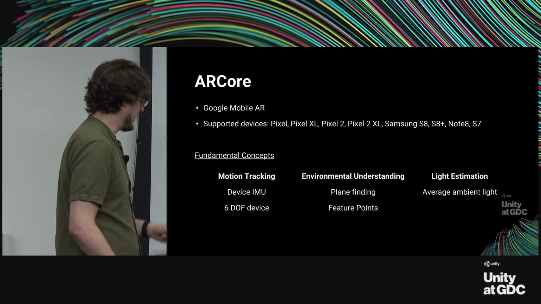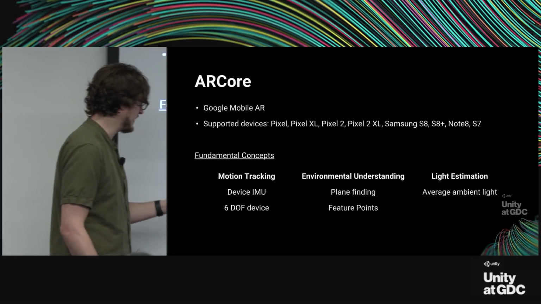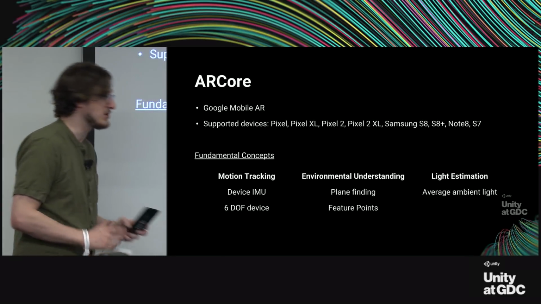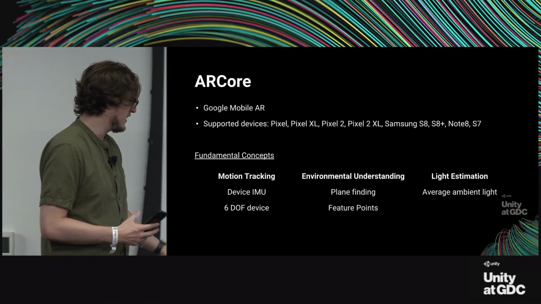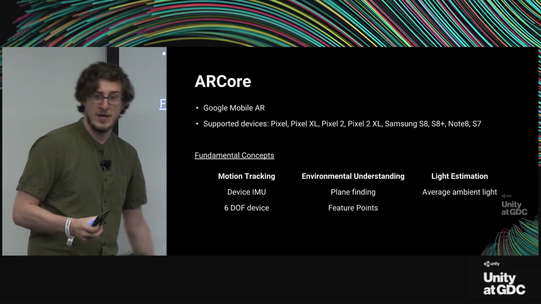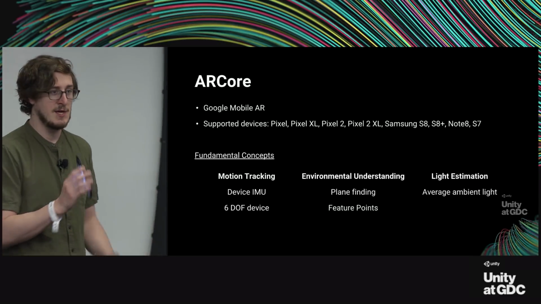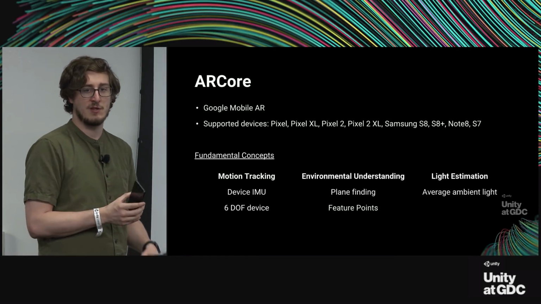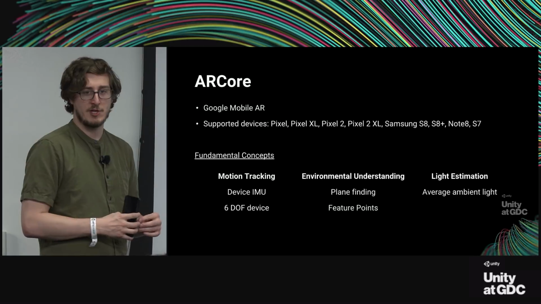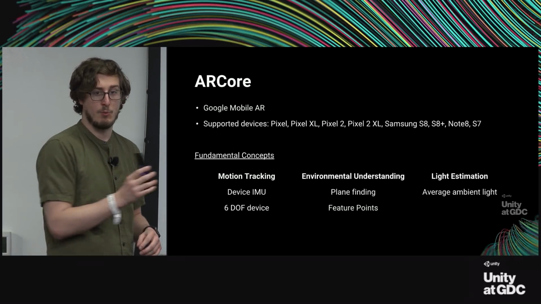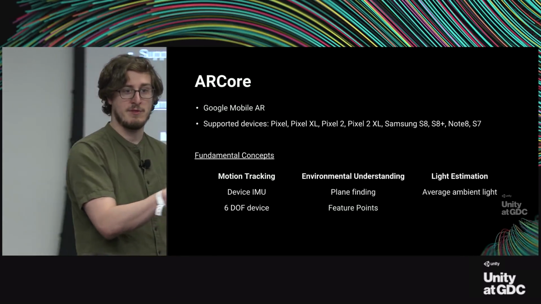So motion tracking. Another thing is that these devices become 6DoF devices. 6DoF stands for 6 degrees of freedom. And what that means is that once a device has established itself in the space, the position and rotation of the device is known as a factor within Unity. This means that you can walk around and trace your motion path with the device.